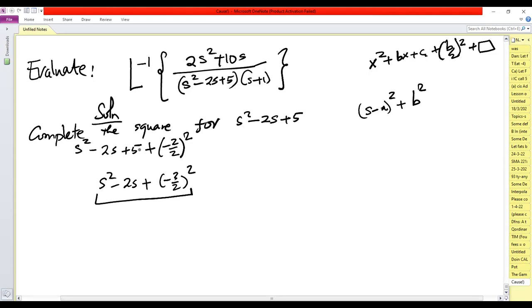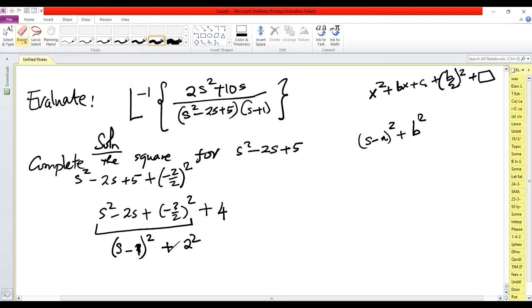But this constant is supposed to be 5, and when we have this expression in square form, we only have a constant of 1, so we have to add 4 so that the total constant is 5. So this is the same as (s minus 1) squared plus 4, which is 2 squared. That is how we can rewrite the quadratic part in the denominator of the expression.